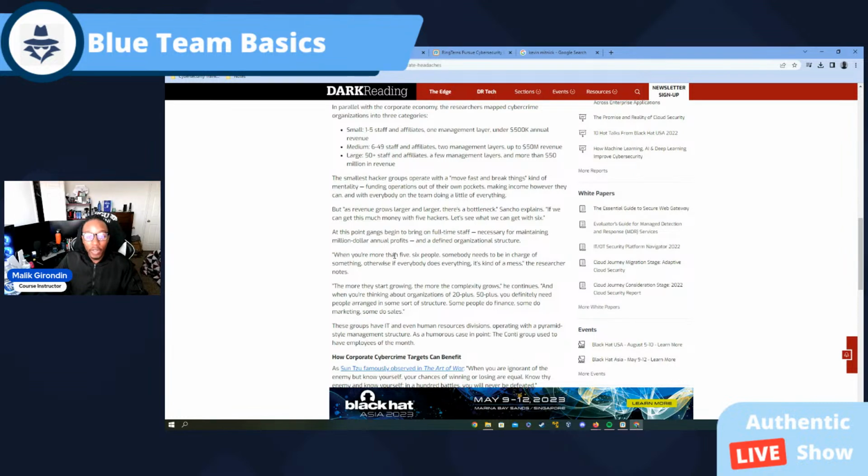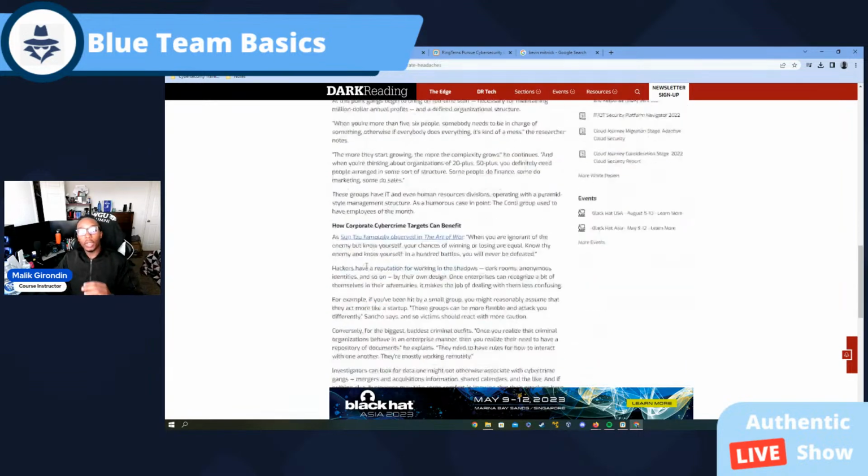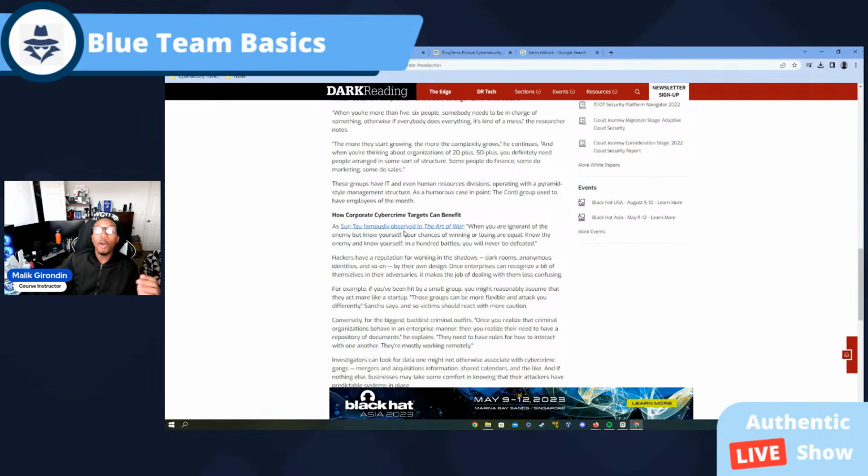When you're more than 6 people, somebody needs to be in charge of something. Otherwise, if everybody does everything, it's kind of a mess, the researcher notes. I'm not going to go through the rest of the article. Oh guys, how ironic! Sun Tzu, guys, we talk. Did we not talk about this in pentest history earlier in this video? You got to read this.